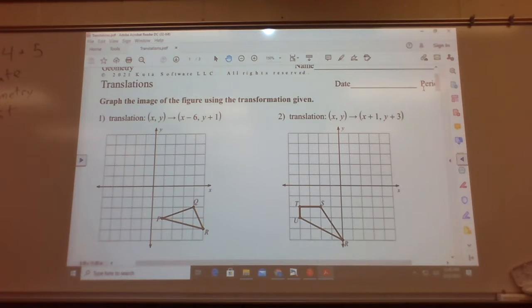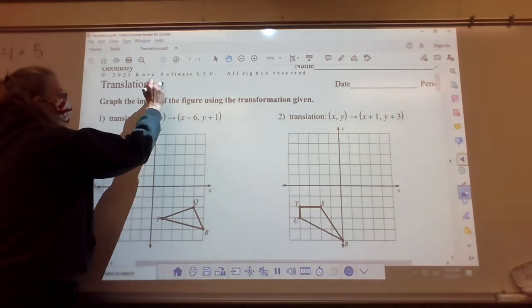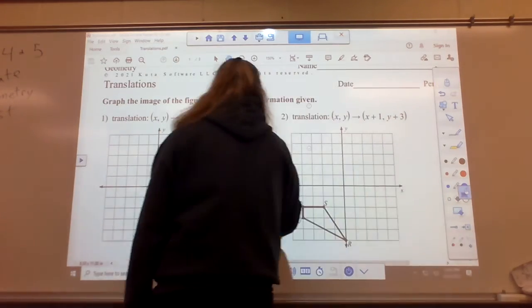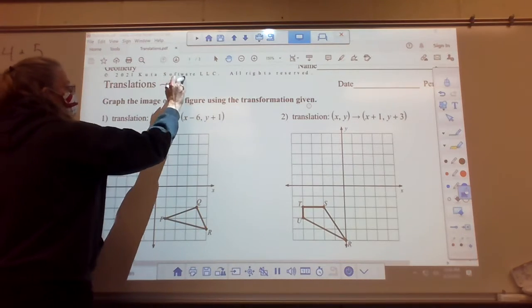What does a translation do? It decodes. Well, translation does decode when you're translating languages. But if I'm talking about a graphing translation, it moves. I like to think of it as a slide. So it's a slide.